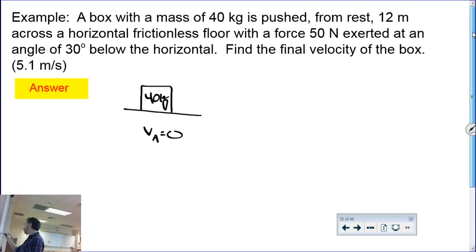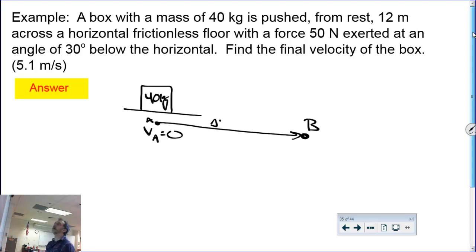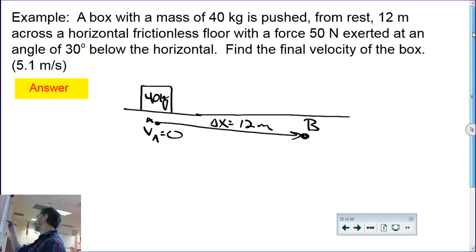We're going to push it a distance of 12 meters, so over here to point B. We'll call this point A, we'll call this point B. Our displacement between those 2 points is 12 meters. We're pushing it across a horizontal frictionless floor with a force of 50 newtons exerted at an angle of 30 degrees below the horizontal.